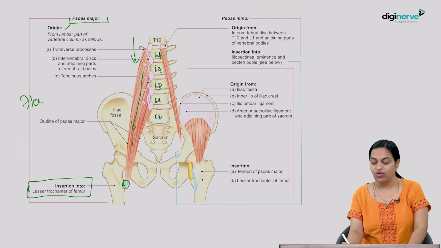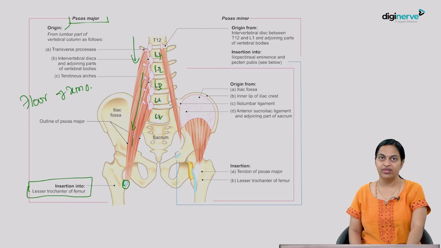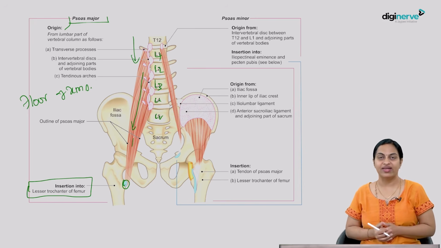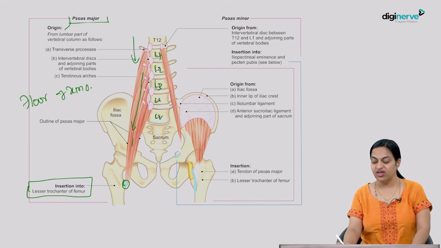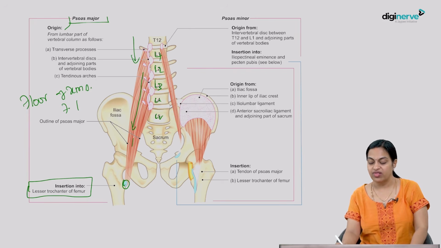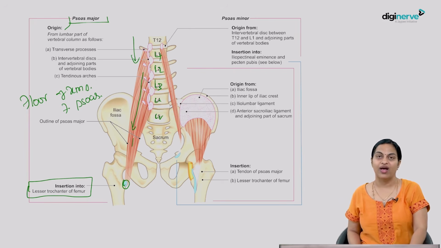It forms the floor of the femoral triangle. We can see it in the floor of the femoral triangle, just medial to iliacus, right? And there's a fascia covering this psoas major muscle. It's called the psoas fascia.